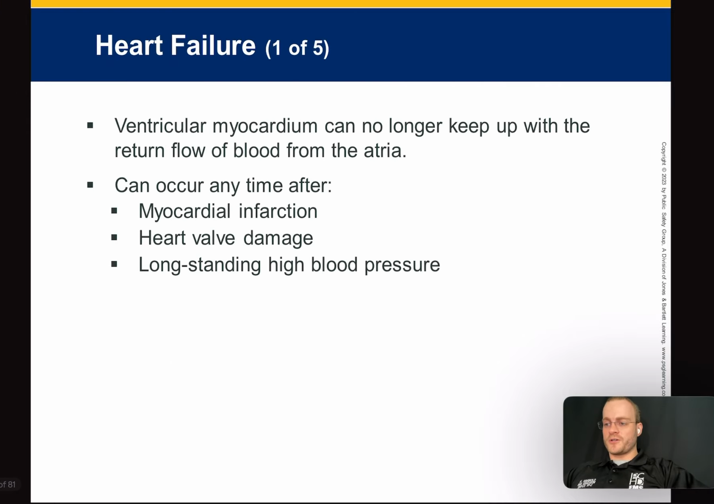Now, heart failure. So think of any pump, a fire truck pump, a pool pump, a well pump, right? It's moving fluid, right? It's pumping fluid, okay? And so the heart is a pump.